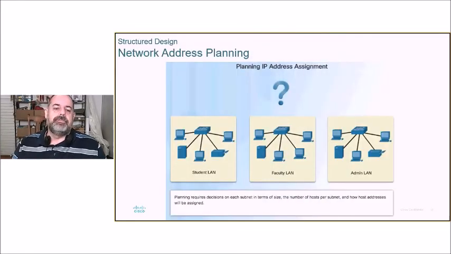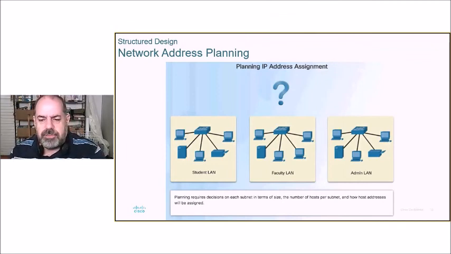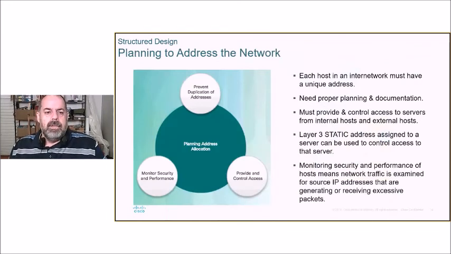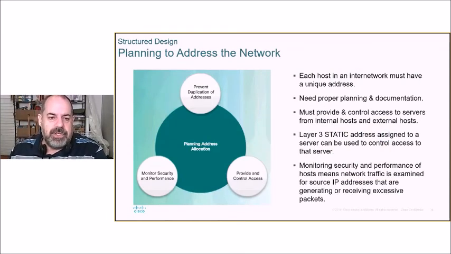So addressing schemes. Planning requires decisions in each subnet in terms of size, number of hosts per subnet, and how many host addresses will be assigned. So you've got to do some investigation and some planning on what's required. Of course, with addressing schemes, you've got to try and prevent duplicate addresses because those hosts won't be able to work. And you need to be able to monitor security and performance and provide control of access. Each host in an internetwork must have a unique address, need proper planning and documentation, and must provide and control access to servers from internal hosts and external hosts.